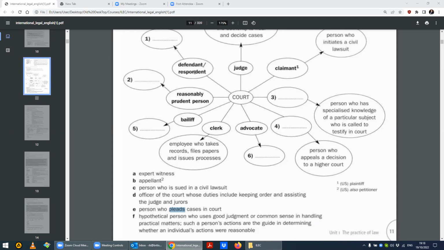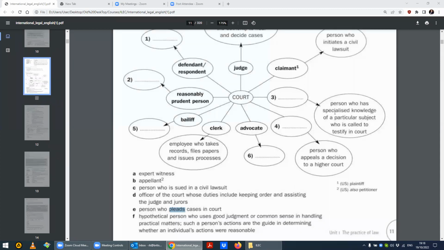So who or what is a defendant or a respondent? It's C, the person who's sued in a civil lawsuit. All right, this is a bit too easy for all of you. That's good. Well, just do number 3 then. Who or what is this?